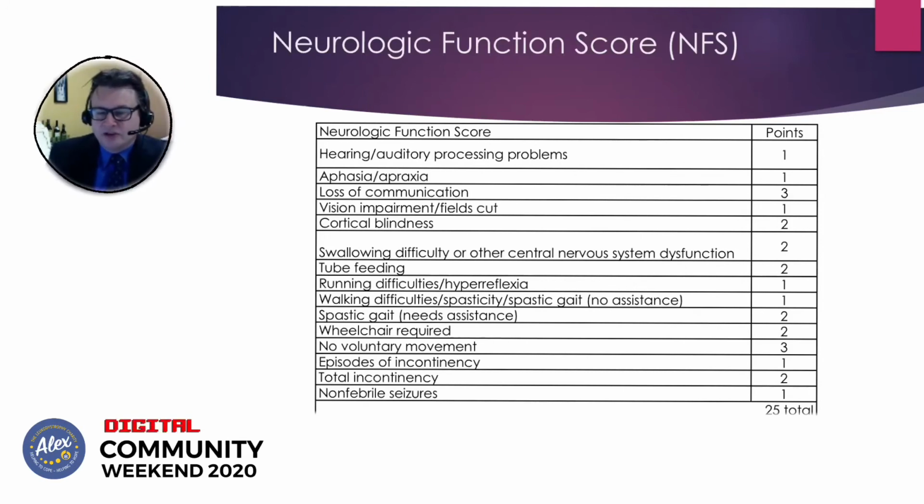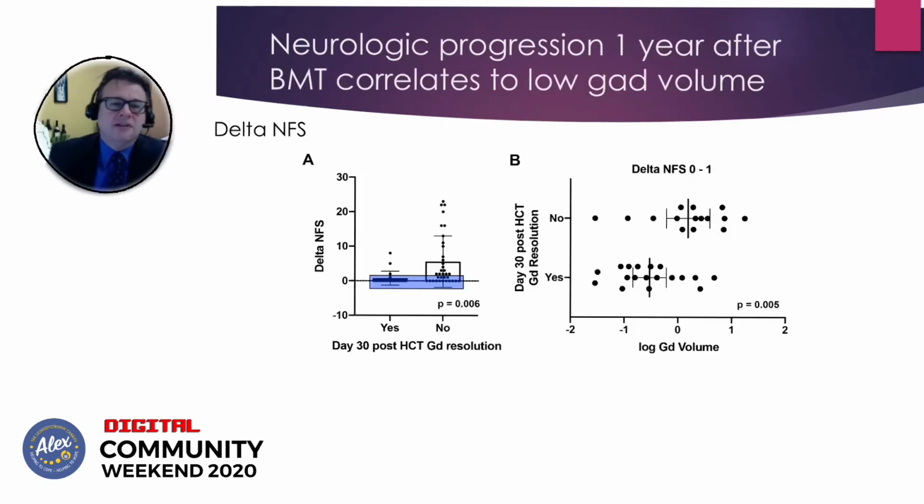Nevertheless, some children do lose ground, and so we quantify that with a delta. We call it delta NFS, and so it's the change or the additional points a year after transplant. And I looked to see if that correlated to early GAD resolution. And so it was really yes or no, did they resolve GAD early? And it turns out it correlates quite well. That if you resolve your gadolinium early after transplant, you actually gain very few points at 1 year post-transplant compared to those that did not have gadolinium resolution early. So it is important to get rid of that gadolinium as fast as possible.